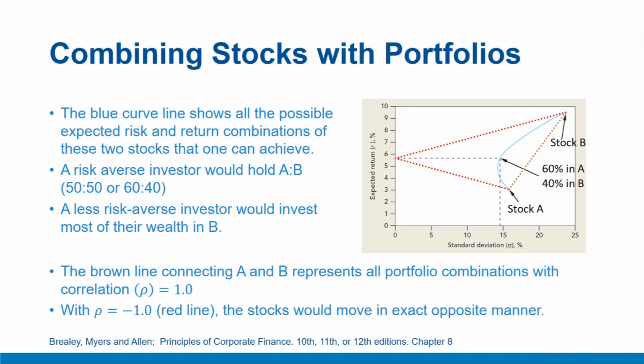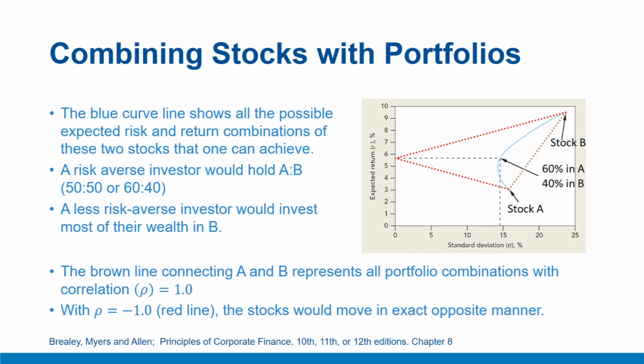Predominantly, investors are considered to be rational individuals that do not like risk. That is, they are risk-averse. A rational investor who is extremely risk-averse would rather hold a portfolio of A and B that is around the middle of the blue curve, maybe A to B of 50-50 or 60-40. A less risk-averse investor who wants to take more risk and increase their stakes can invest the entire or most of the money in stock B.